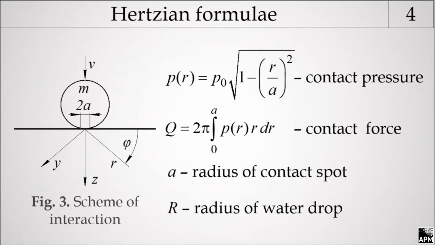Firstly, we derive the Hertzian formulae by solving the problem of the contact interaction of linear elastic half space and sphere. Here, Q is a contact force, R is the radius of the contact spot, delta is the approach distance of bodies, E and E0 are the Young moduli of materials. Nu and nu0 are the Poisson coefficients.